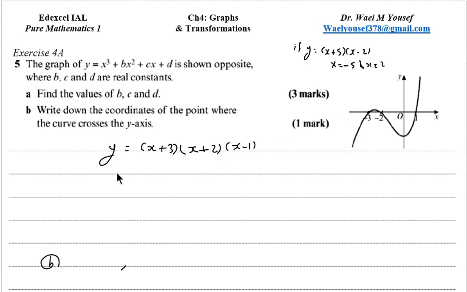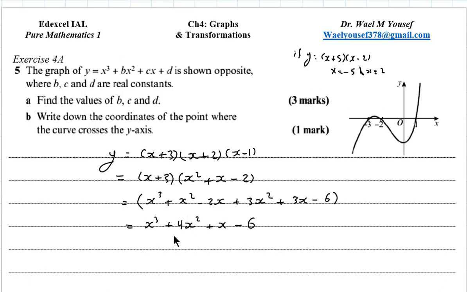Let's expand these brackets quickly. We have here (x plus 3). Expanding the other two brackets gives us x squared, x times negative 1 is negative x, x times 2 is 2x, so it will be plus x, and finally minus 2. Then expanding and simplifying, we will find this answer. So b here is 4, c is 1, and d is negative 6.